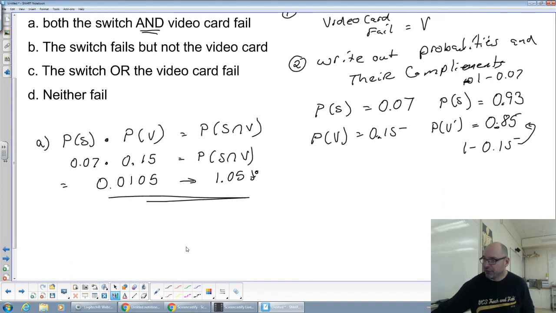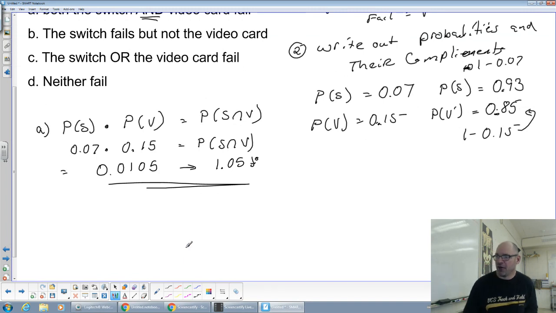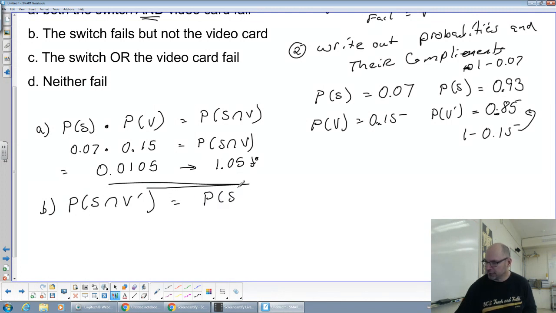Okay, now we'll do B. The switch fails, but not the video card. The switch fails, and the video card does not fail. So that's the probability of the switch times the probability that the video card does not fail. So prime in there. Okay, so video card prime is this one over here.